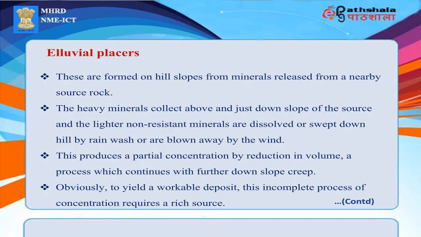Alluvial placers. These are formed on hill slopes from minerals released from a nearby source rock. The heavy minerals collect above or just downslope of the source, and the lighter non-resistant minerals are dissolved or swept downhill by rainwash or are blown away by the wind. This produces a partial concentration by reduction in volume, a process which continues with further downslope creep. Obviously, to yield a workable deposit, this incomplete process of concentration requires a rich source.